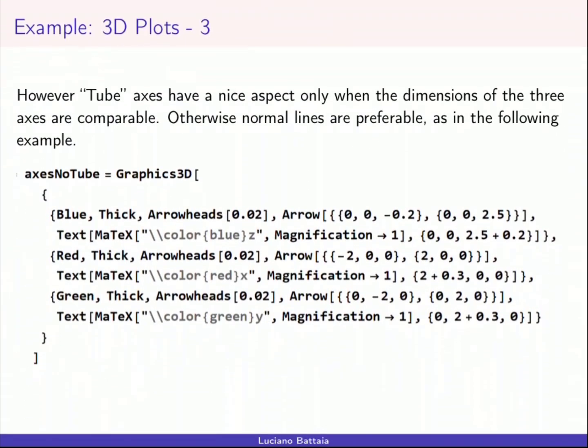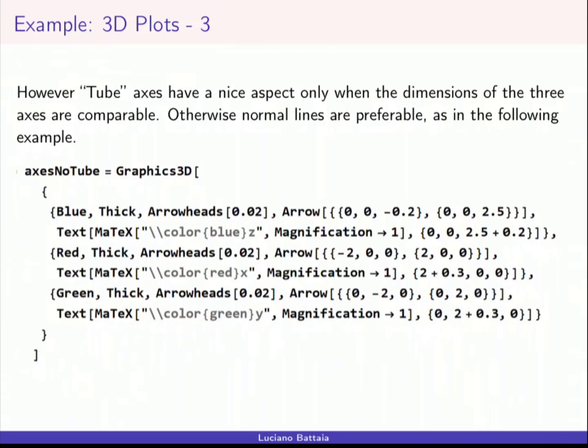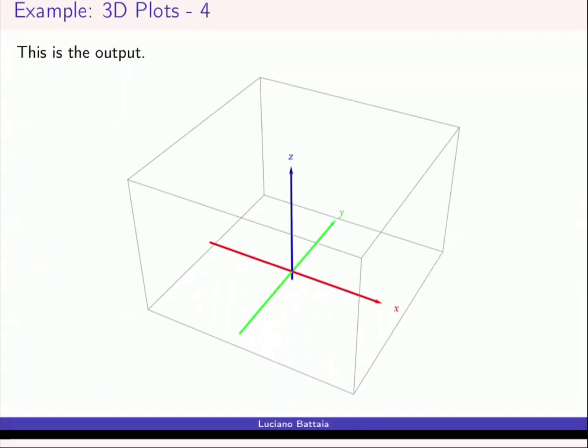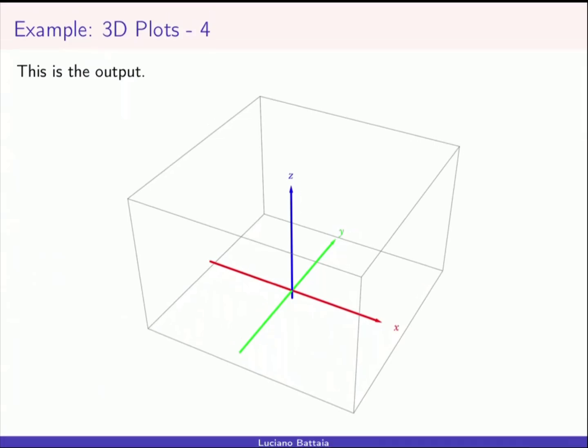However, not always tube axes have a nice aspect, and this often occurs when the dimensions of the three axes are different. In this case, it is preferable to use normal axis without the tube. I call this axis no tube. They are similar to the previous, except that we don't use tubes. They are less three-dimensional, but they are preferable in many circumstances. This is the output of this kind of axis.